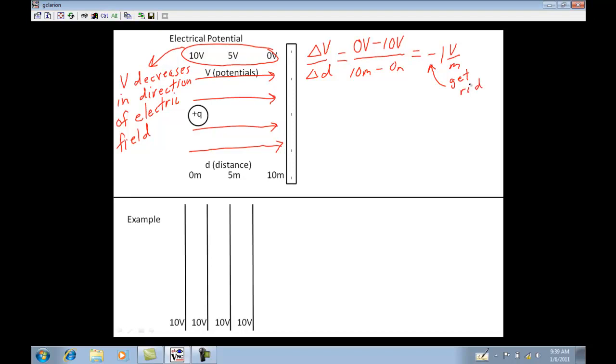Okay, get rid of the negative sign. The whole reason we need to get rid of that negative sign is that we have to make sure that the electric field points in the correct direction. So to get rid of that negative sign, what do we actually put into this version of the electric field equation? How do you get rid of a negative sign?